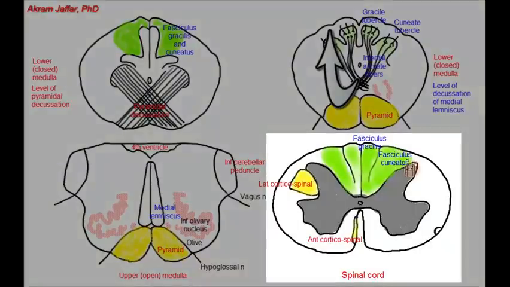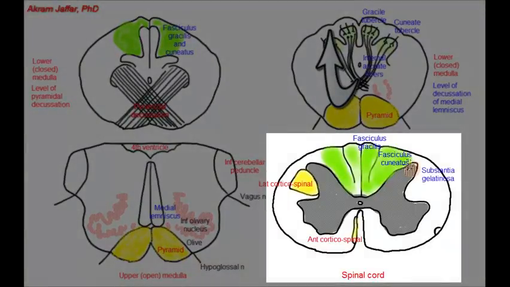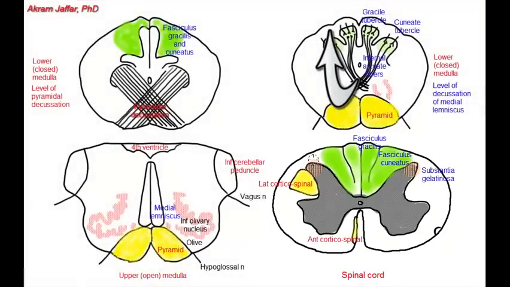The substantia gelatinosa in the posterior gray column of the spinal cord becomes continuous with the inferior end of the nucleus of the spinal tract of the trigeminal nerve. This is the nucleus of the spinal tract of the trigeminal nerve.